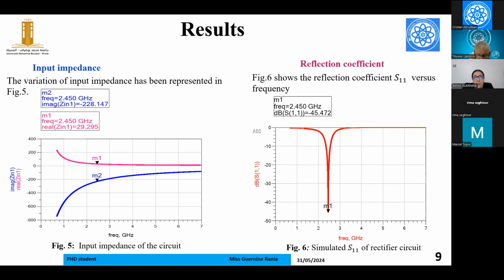Now we pass directly to the results. We start with the input impedance. The input impedance is calculated using the Z-in simulator in ADS. This result is very important because, as I said, it ensures the maximum transfer. And as mentioned in Figure 6, our circuit operates at 2.45 gigahertz.